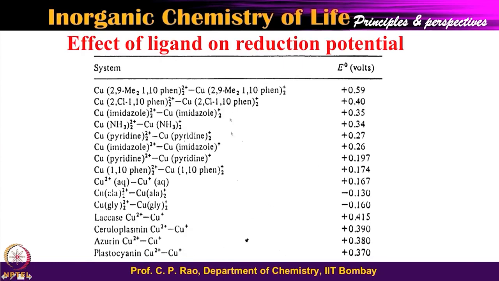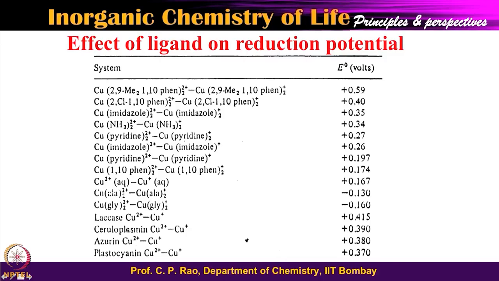So, why are we studying all this? We are studying all this to find out what kind of centers are present in the proteins. So, we are taking small molecular copper complexes here. This copper complex, between 2 plus and 1 plus, has a potential of plus 0.59. The next complex with the chloro is plus 0.40. Similarly, the imidazole complex is plus 0.26. The pyridine one is plus 0.197. So, your potential is smoothly changing from plus 0.6 downward.